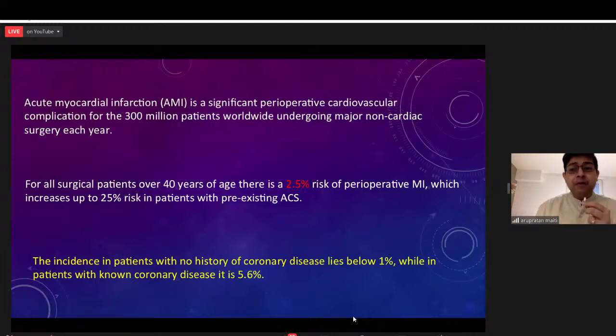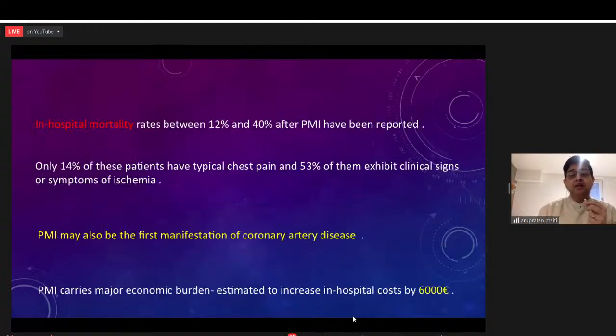This means one who doesn't have any coronary artery disease can still have a less than 1% chance of perioperative MI during any non-cardiac surgery. In-hospital mortality rate is quite alarming, anything between 12 to 40%. And curiously, only 14% of these patients have typical chest pain, and 53% of them will exhibit typical clinical signs and symptoms of ischemia. So it's quite difficult to diagnose as well.